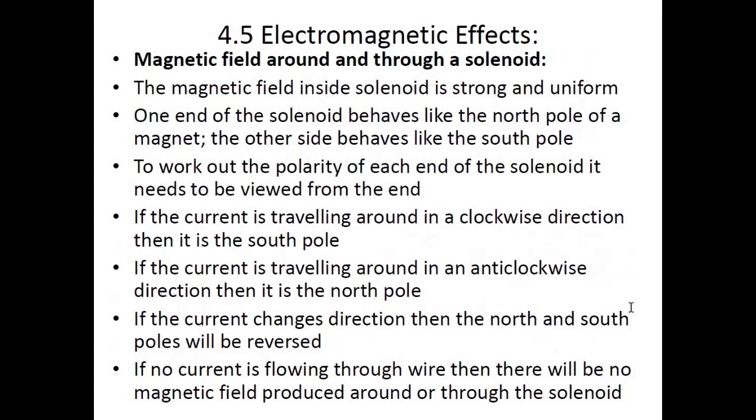Magnetic field around and through a solenoid. The magnetic field inside solenoid is strong and uniform. One end of the solenoid behaves like a north pole and the other one behaves as a south pole. To work out the polarity of each end, you need to view it from an end. If the current is traveling around in a clockwise direction, then it is the south pole. If the current is traveling in an anti-clockwise direction, that means it is a north pole. If the current changes direction, then the north and south pole are reversed. If no current is flowing, then there will be no magnetic poles and no magnetic fields.